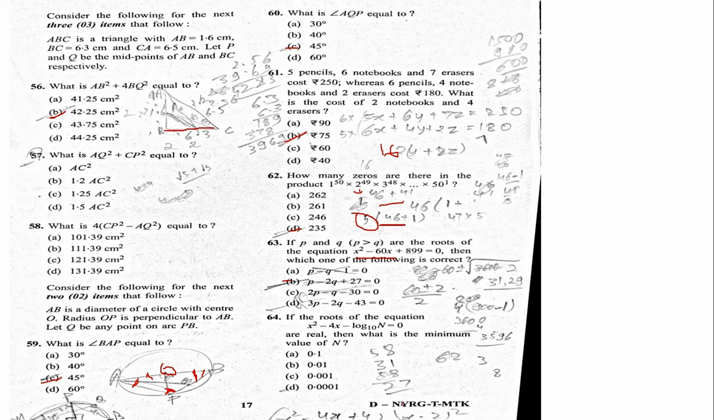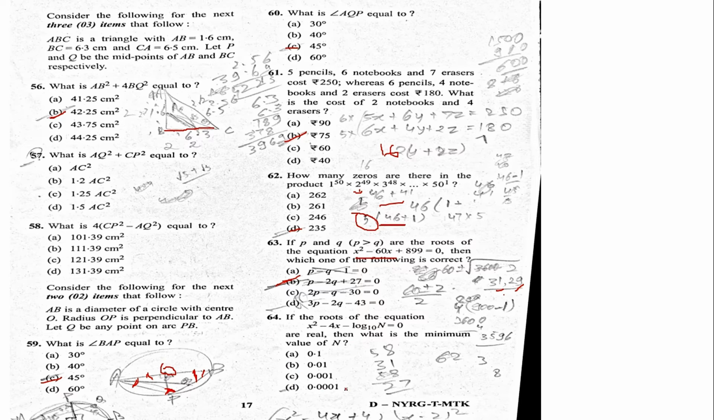31 and 29 will be the roots of this equation. Putting this as P and Q, P is 31 and Q is 29. We will get option B as our correct option.